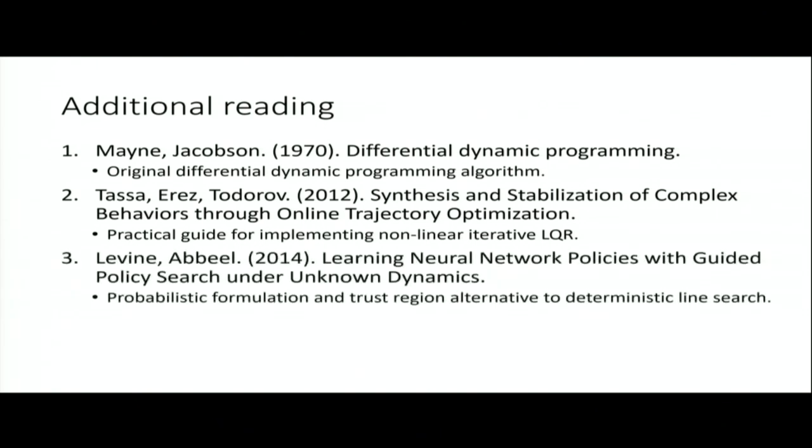This is a paper that I'll discuss a little bit in a subsequent lecture that actually looks at a different way of doing line searches. So instead of doing a line search on alpha, it actually does a trust region on the distribution of trajectories. And I'll discuss it a little bit more in a subsequent lecture. So if you want to learn about a different way to do the line search, that would be a paper to check out.